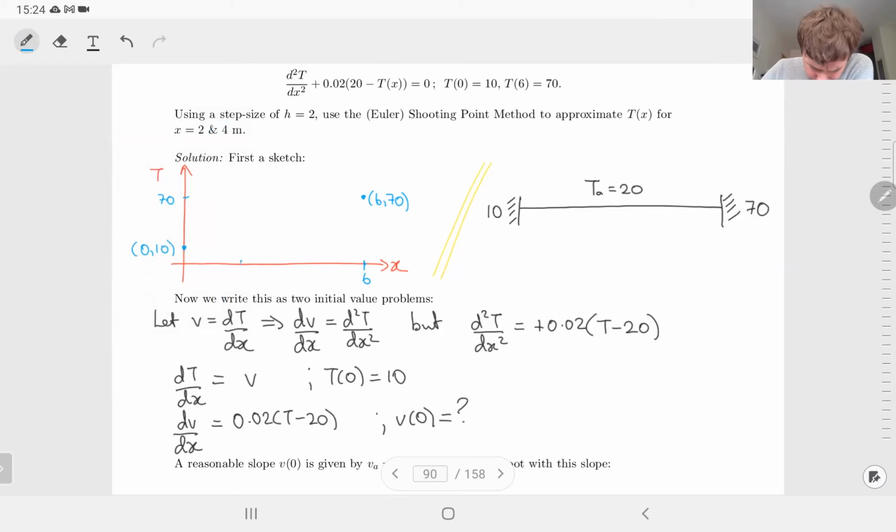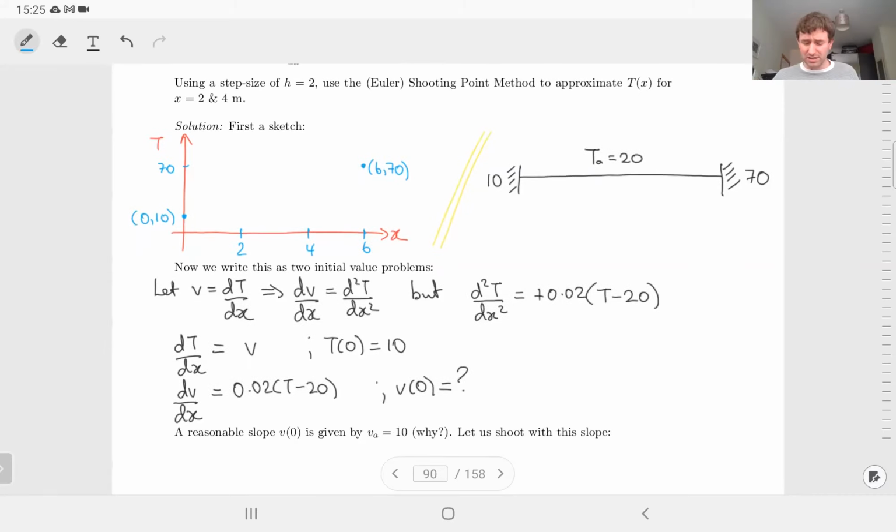So we're going to go to 2, 4, 6. We're just going to find what's happening at 2 and 4, essentially. At 0, we know it has to be 10. At 6, we know it has to be 70. We're just going to find the temperature at two other points. And because the step size is so big, it's not going to be very accurate. Now, I've got a reasonable slope to start with here. I'm saying V at 0 is equal to 10, and that is me shooting at it directly.